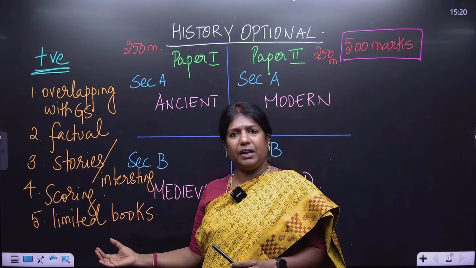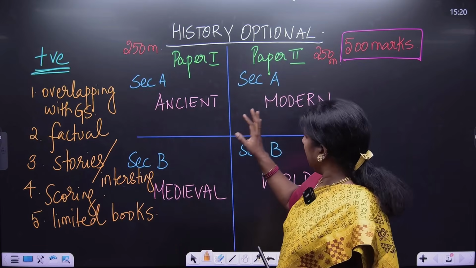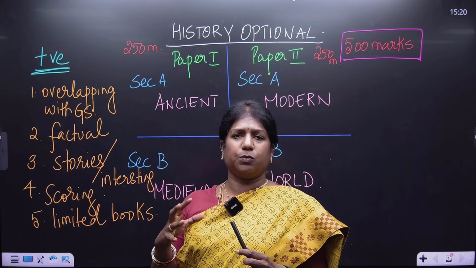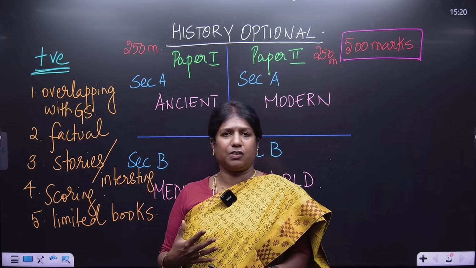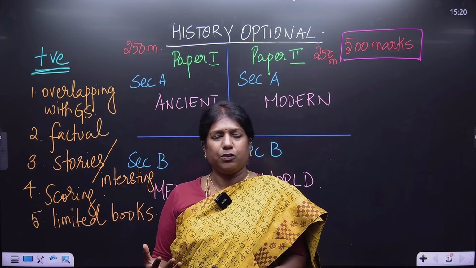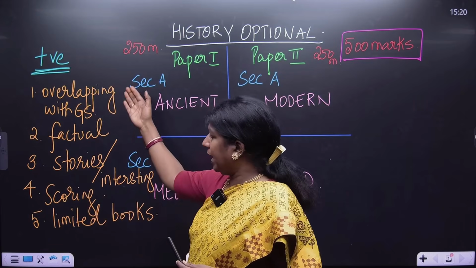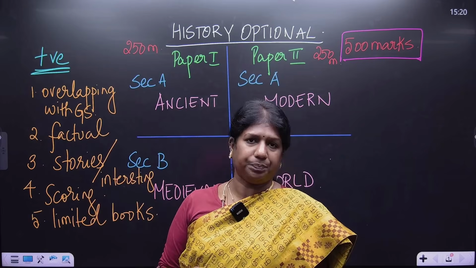So you need to read just one book each: ancient one book, medieval one book, modern one book, and world history one book. And all these would be, the base would be your class notes. I have customized the class notes according to the syllabus, so your syllabus also will go accordingly. And once you find all these to be covered, the subject would stand with you.